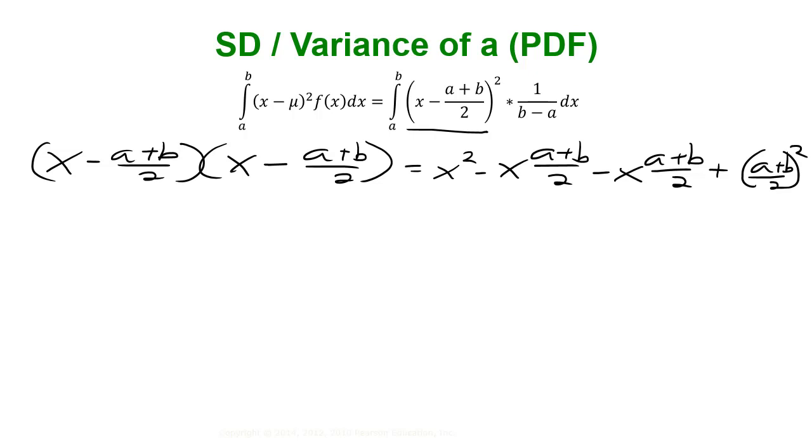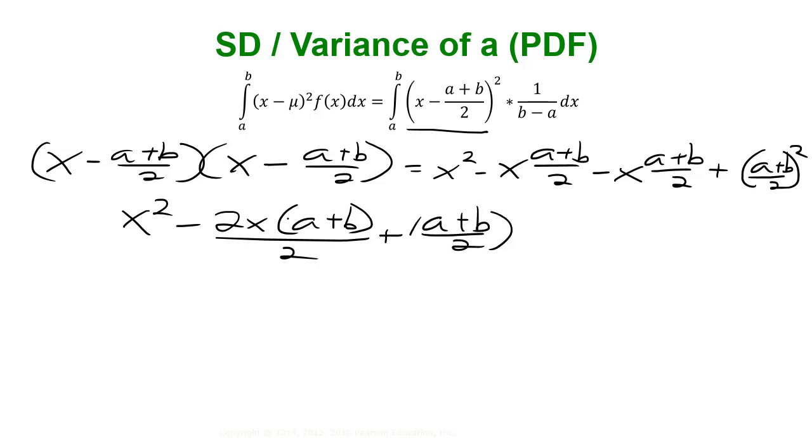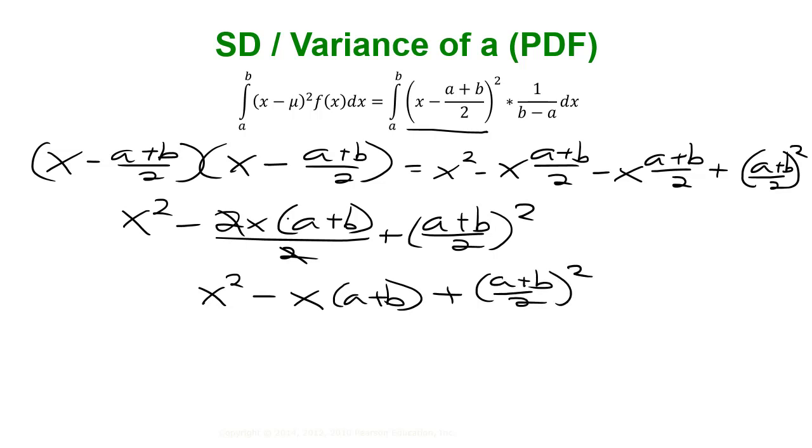We can combine these two terms, and we get x squared minus 2x times (a+b) all over 2, right? That's what happens when you put a fraction with a whole number multiplied together. And then ((a+b)/2) quantity squared. These 2's cancel. And we finally bring it all out to clean it all up as just x squared minus x(a+b) plus ((a+b)/2) quantity squared.